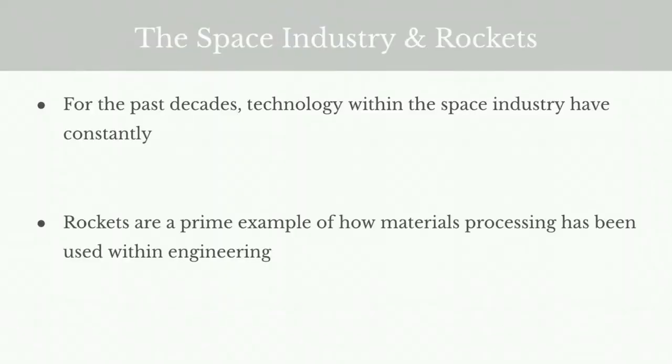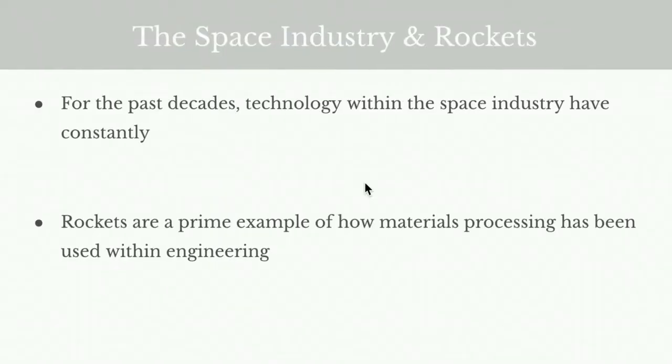The space industry and rockets. For the past decades, technology within the space industry has constantly evolved. Looking back to NASA's Apollo missions from the 20th century, the rocket, Saturn V, was used to get astronauts to the moon, so it traveled no further than the moon. Today, NASA is developing a rocket called the Space Launch System that aims to travel to deep space, or space beyond the Earth-Moon system. As the ambition of space exploration increases, so must the capability of the rockets.